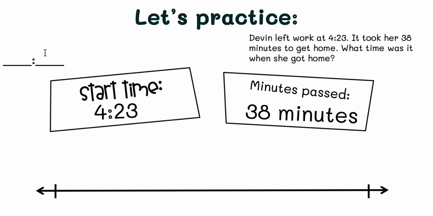So let's do a practice problem. Devin left work at 4:23. It took her 38 minutes to get home. What time was it when she got home? So we have a start time of 4:23, and we're given an amount of time, 38 minutes. So our answer is going to be in a written out clock format.